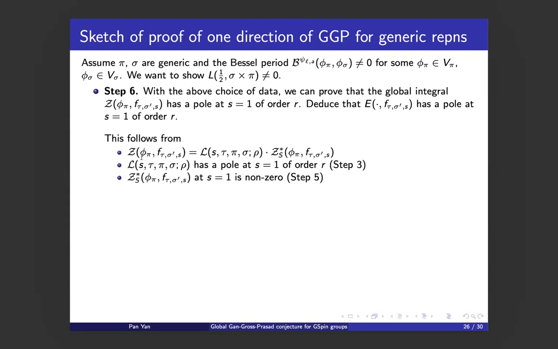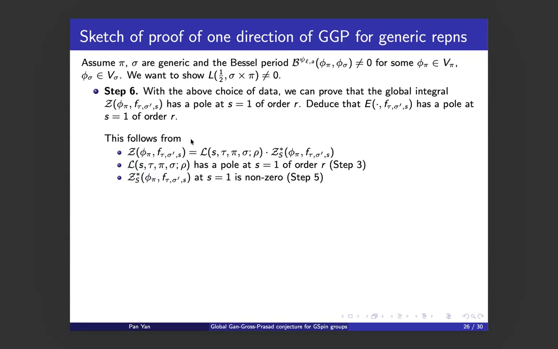This follows from again this identity where the global zeta integral is equal to the completed script L times the local normalized integrals over places in capital S, as well as the fact that this completed script L has a pole at s equals 1 over order r in step 3, and the normalized local integrals over places in capital S at s equals 1 is non-zero from step 5. So that's step 6.